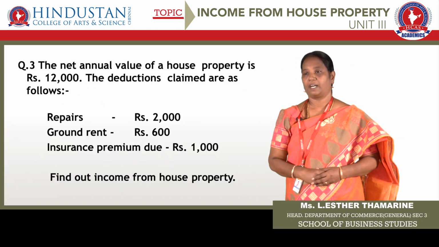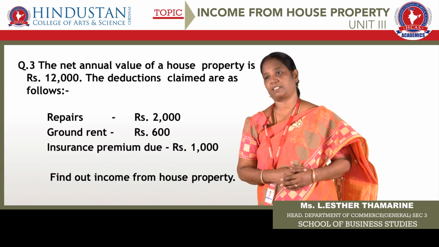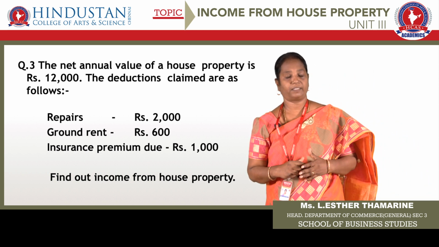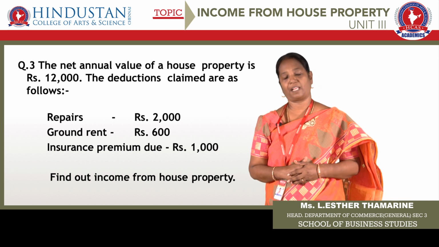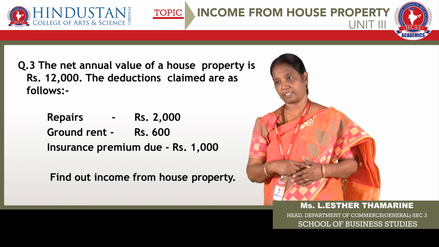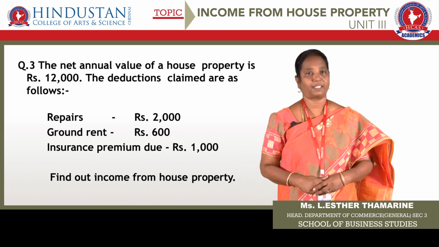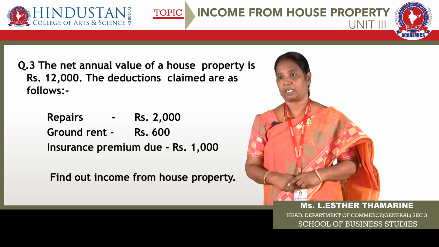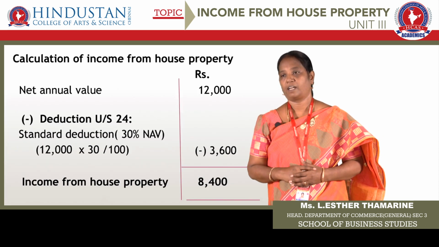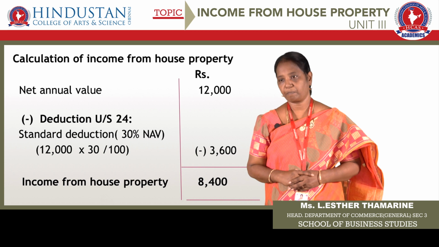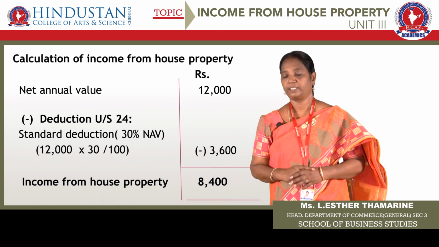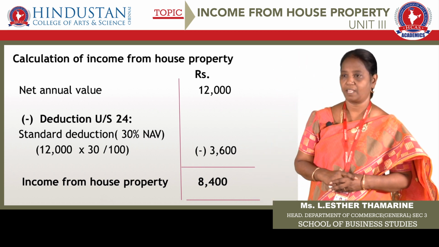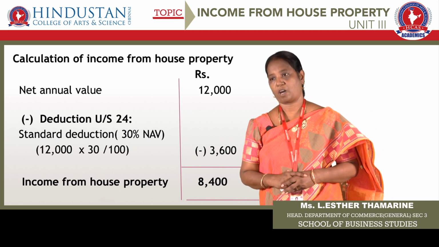The next problem is also similar. There we have certain expenses: repairs, ground rent, insurance premium. See here, these expenses cannot be allowed as deduction, because we can see the solution. Here in this problem there are certain expenses given like repairs, ground rent, insurance premium. See how to treat these expenses. The standard deduction of 30% is allowed as a deduction. So these expenses are not considered, only a flat 30% deduction is given, and so we can calculate the income from house property.